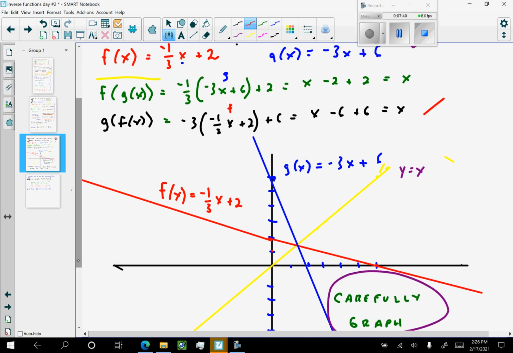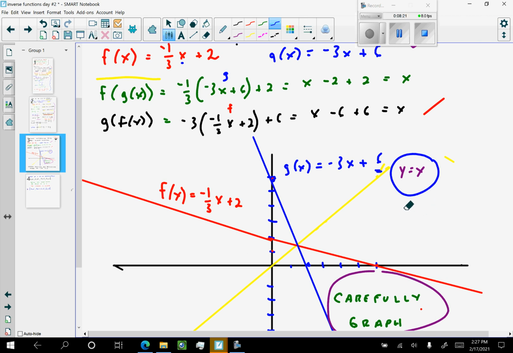If I graph this red, I'm going to start at y equals 2, and I'm going to go down 1 over 3, down 1 over 3. If I'm going to sketch the blue, I'm going to start at 6. This point right here is 6. I go down 3 over 1, down 3 over 1. Connect those dots, and you can see that they always intersect at this line y equals x.